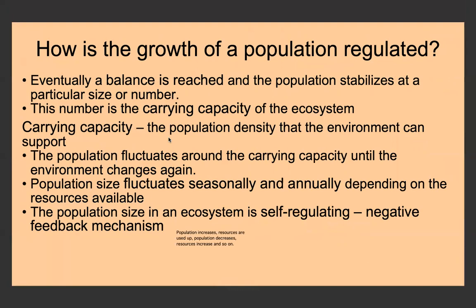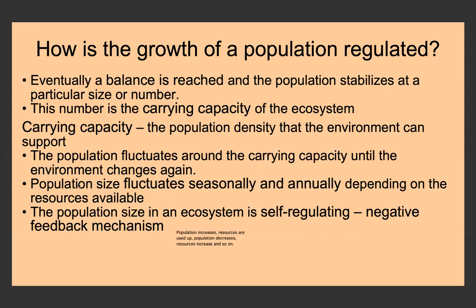Carrying capacity is the population density that the environment can support. So how many organisms can the environment actually support and produce resources for without it being continually damaged by too many organisms using up the resources? Population will usually fluctuate around the carrying capacity, going up and down slightly, until the environment changes. Population size fluctuates seasonally and annually depending on the resources available.